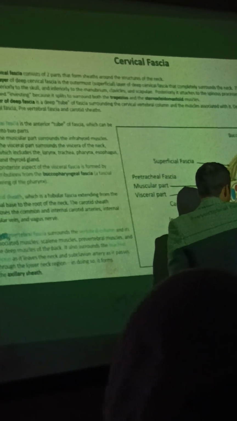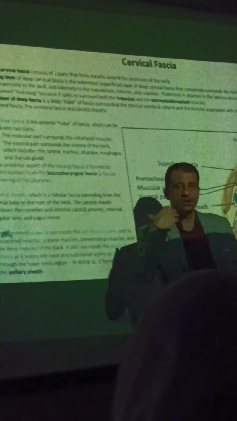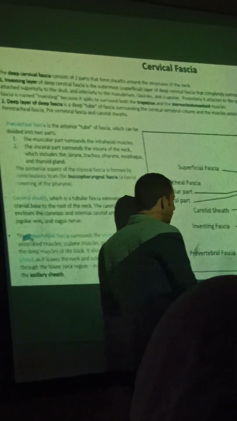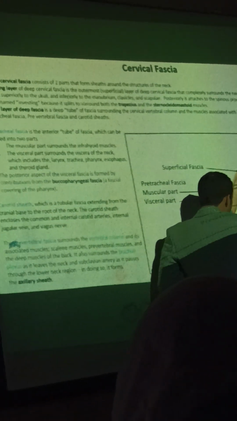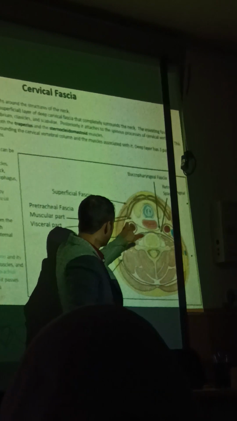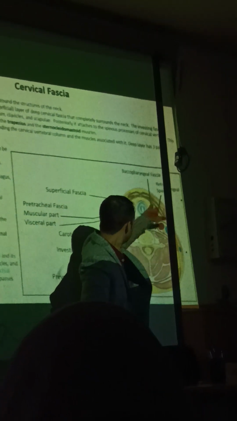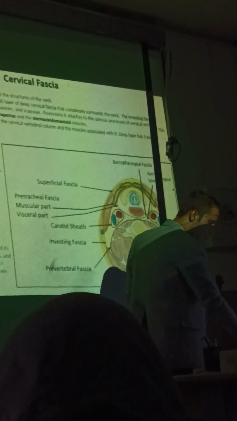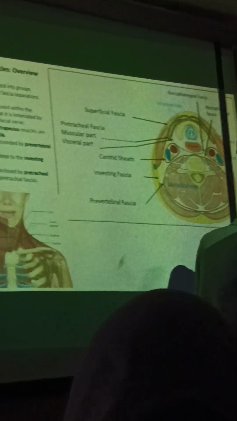Here are the muscles which are located in the paravertebral and perivertebral area. Paravertebral and perivertebral. And this fascia is named perivertebral. This is the carotid sheath. This is the pretracheal fascia. Okay? You learn this area.